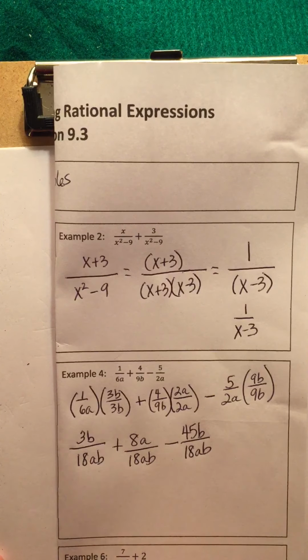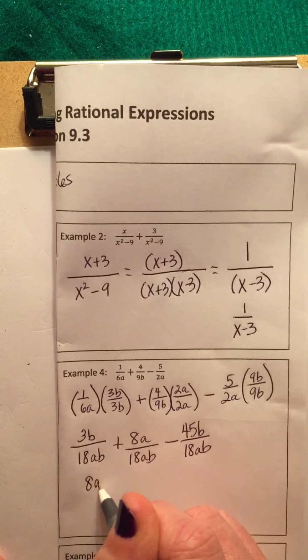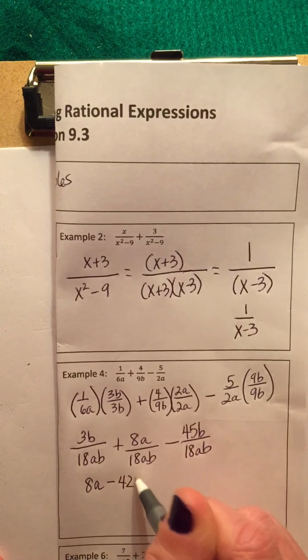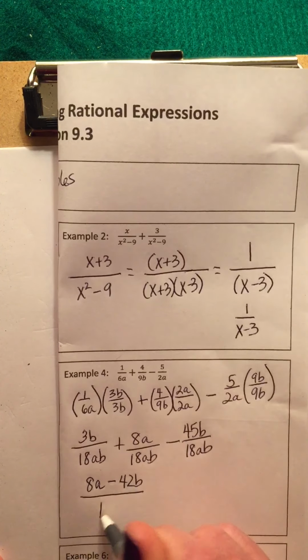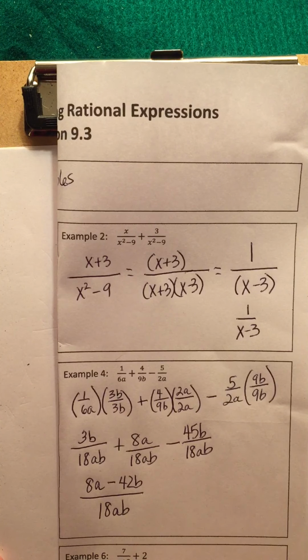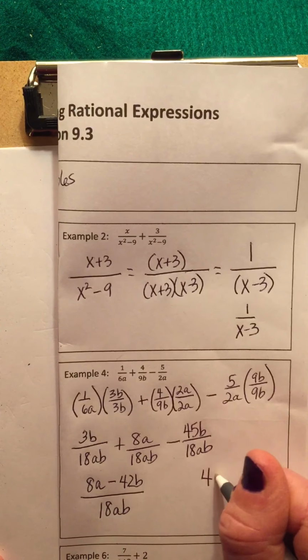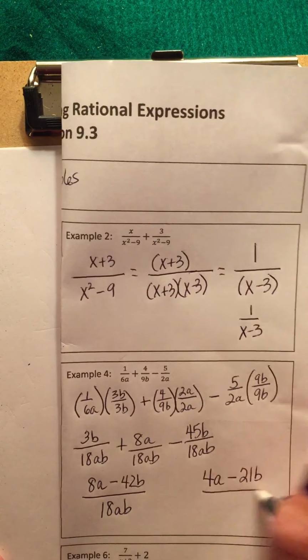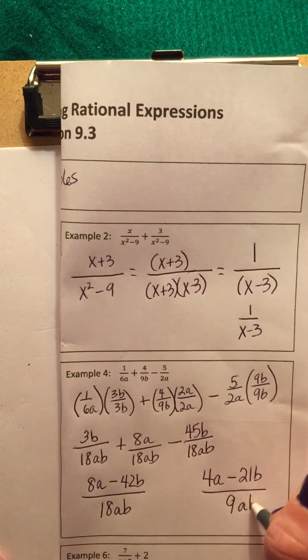Looking at our numerators, we're going to have 8a minus 42b, all divided by 18ab. 8, 42, and 18 all divide evenly by 2, so 4a minus 21b divided by 9ab.